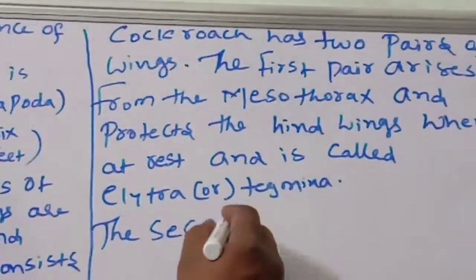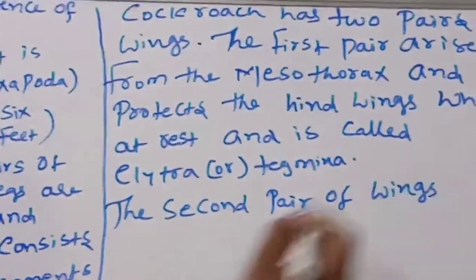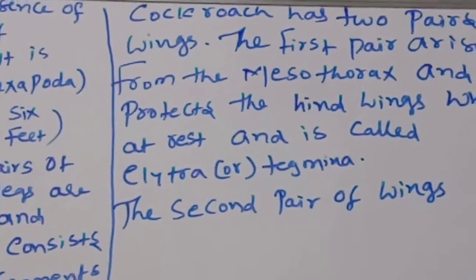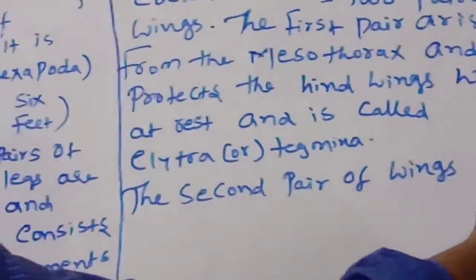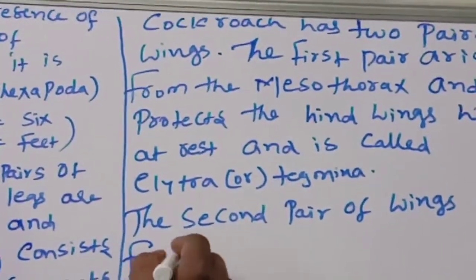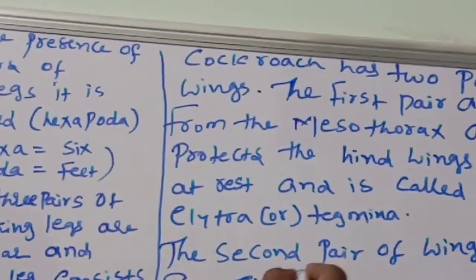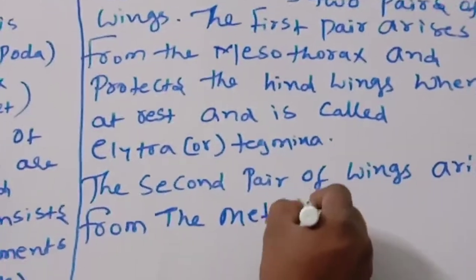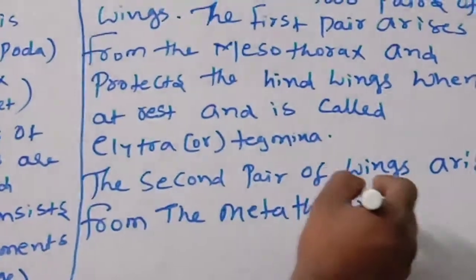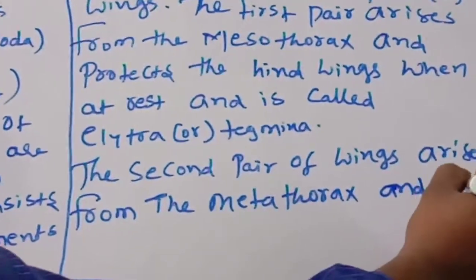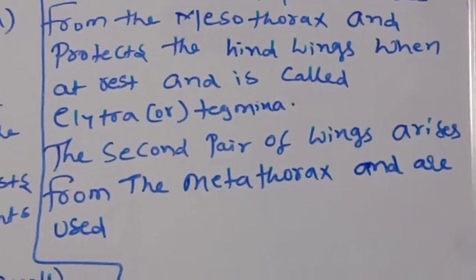The second pair of wings arises from the metathorax and is used in flight.